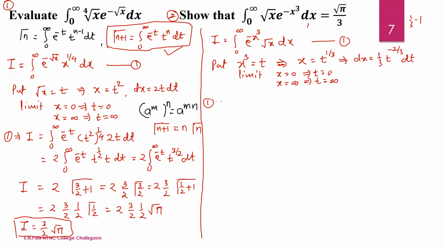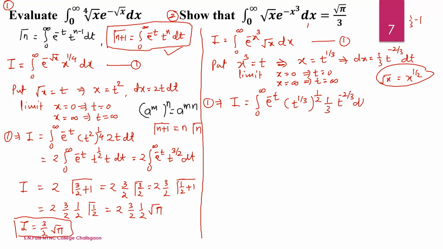So equation 1 can be written as I is equal to the integral from 0 to infinity, with limits for the t variable, of e to the power minus t. Okay. Now the value of x is t raised to 1/3, and there is a root x. Root x means the variable raised to 1/2, it can be written as x raised to 1/2. Now the value of dx is 1/3 t raised to minus 2/3 dt. Here 1/3 is a constant term, so we take it out, and we have the integral from 0 to infinity of e to the power minus t.